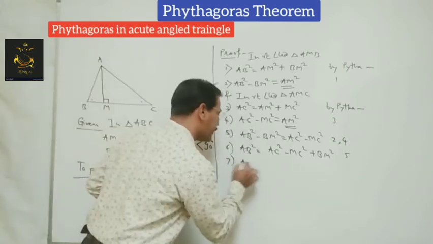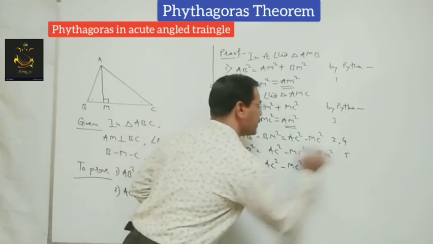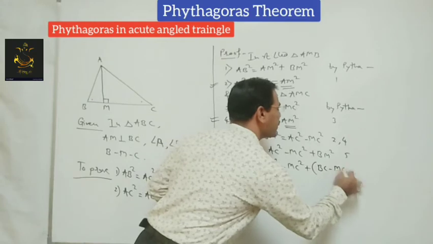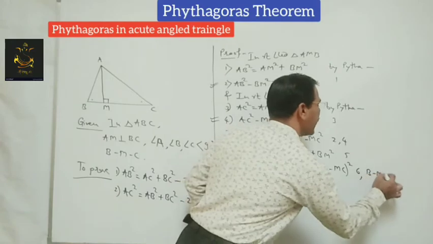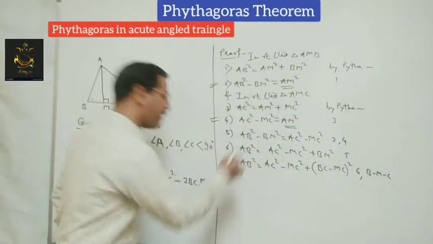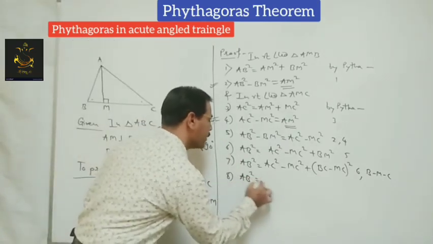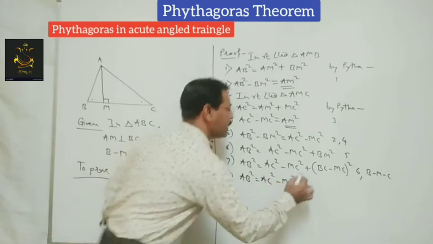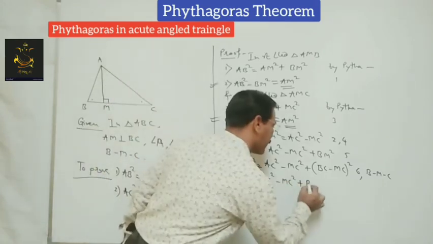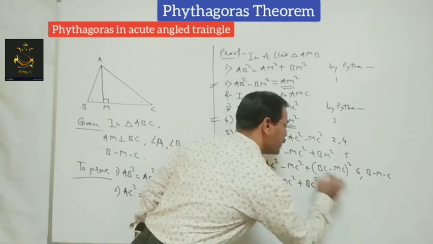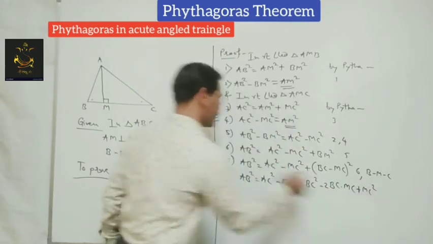So here we'll write AB square is equal to AC square minus MC square. This is the BM, which we can write BC minus MC bracket square, by using betweenness. This is from 6 and B, M, C. Okay, now we can write that one in the form of (a minus b) bracket square. See here, AB square is equal to AC square minus MC square. This one we can write in the form of a square minus 2ab plus b square. Okay, BC square minus 2 into BC into MC plus MC square. This is from 7th step.